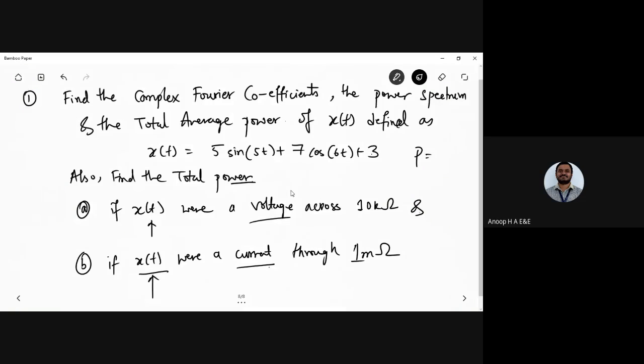One thing you have to remember is P total. If it were a voltage waveform, you are going to divide by resistance, and similarly for a current waveform. Remember both things, a simple Ohm's law concept that you apply here, and then you are going to get the answer.